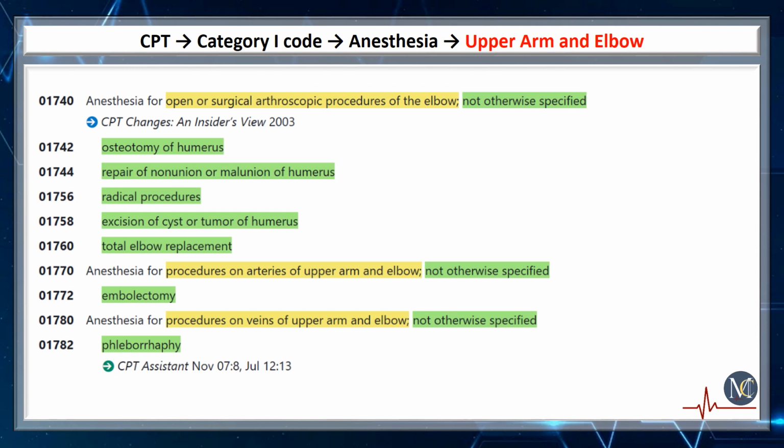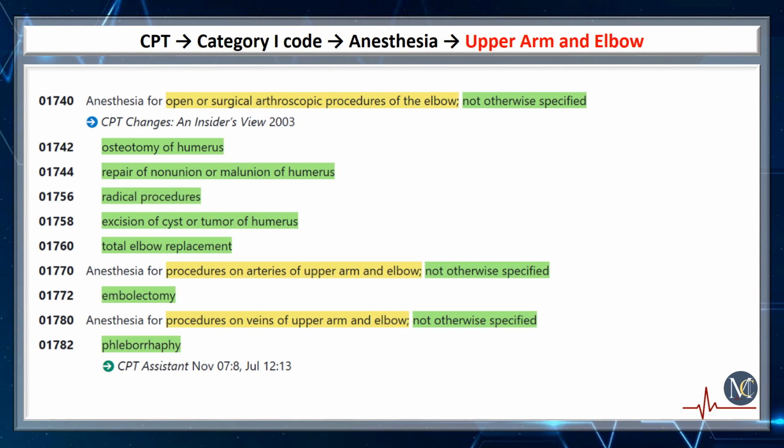Next code is 01744. Repair of non-union or malunion of humerus. Non-union is the failure of a fractured bone to heal or mend after an extended period of time. Malunion refers to a fracture that has healed in a deformed position or with shortening or rotation of the limb.